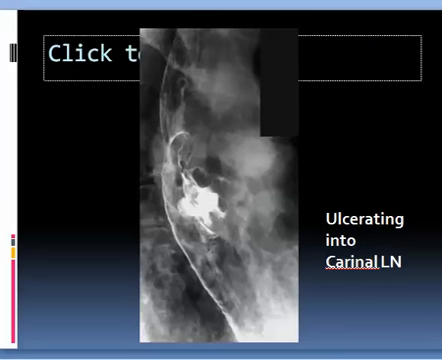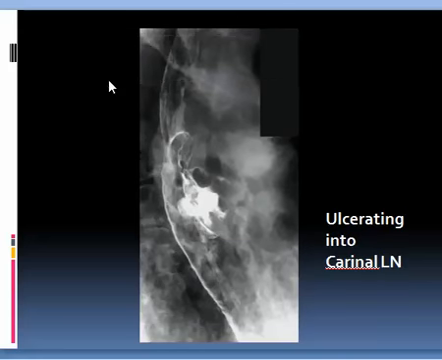Now here is the esophagus. That's the esophagus. And at the middle there is leakage of barium, and the barium stopped here, so held up, and well held up barium denotes that it is in a small space. This is the ulceration into lymph nodes at the region of the carina. So ulceration into the carina lymph nodes can produce such an appearance.